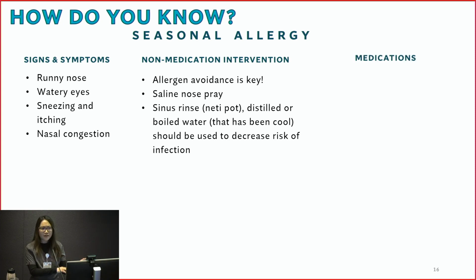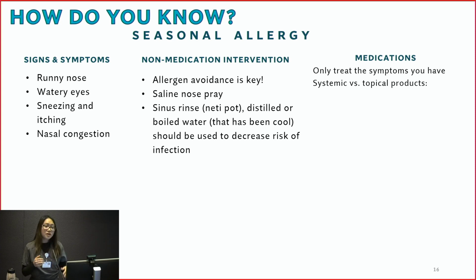Now, say you try every single thing on this and you still have the signs and symptoms of seasonal allergy. That is when you could consider medication. Again, only treat the symptoms that you have. Everyone has different signs and symptoms when they have seasonal allergy. And the next question is, do you need something systemic, or just something that treats the local effects? Systemic is when you take oral medication that works throughout your body, but it also causes side effects.